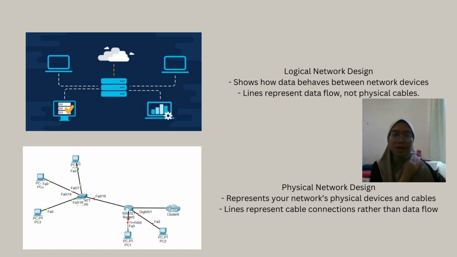Logical network design shows how data behaves between network devices. Lines represent data flow, not physical cable. The second type is physical network design. It represents your network's physical devices and cables. Lines represent cable connections rather than data flow.